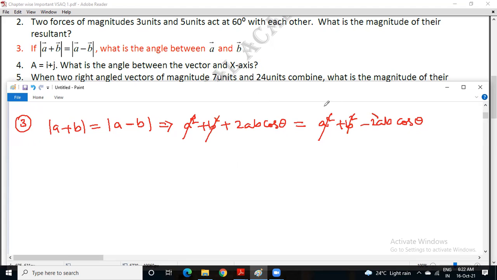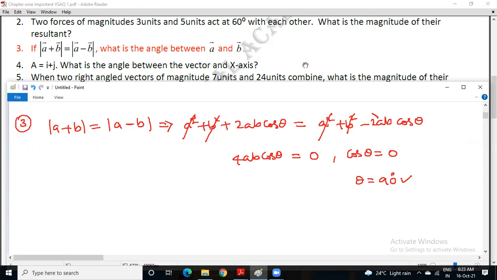Then you try to bring the left side. If you bring the left side, it will be 4ab cos theta, because the addition of 2ab cos theta plus 2ab cos theta. Is it right? So therefore cos theta is 0. So when do you get 0 in cos? You get 0 for cos at theta equal to 90 degrees. So this is the question: if |a + b| is equal to |a - b|, what is the angle between a and b? So it is 90.